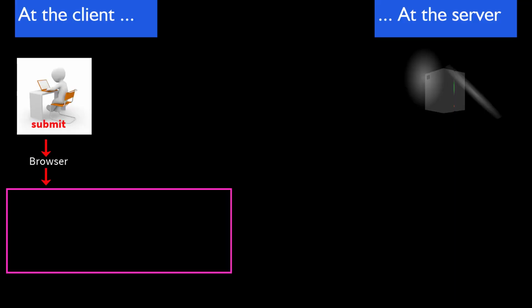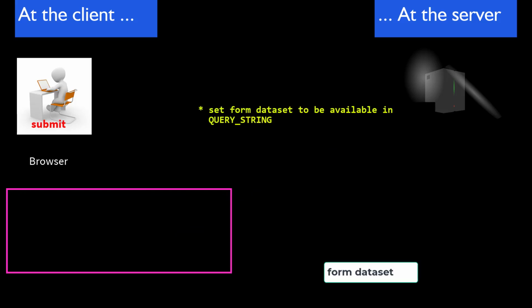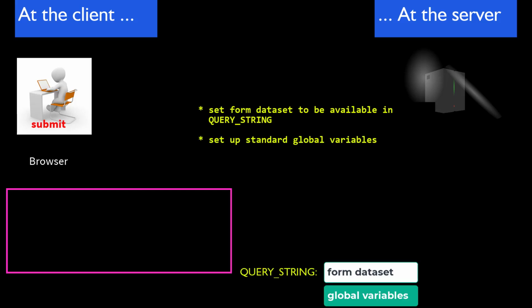So you've submitted a form. Your browser runs the input element's content checks, and they pass. Your browser then builds the form dataset and sends a request to the server. At the server, the default processing works this way. Set up the form dataset so it is available to the CGI in the variable named query string. Also, set up some standard global variables that might be of use.